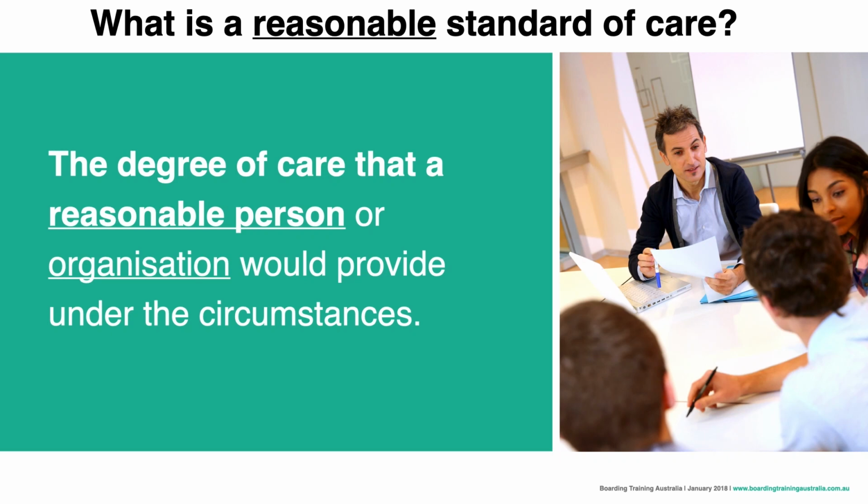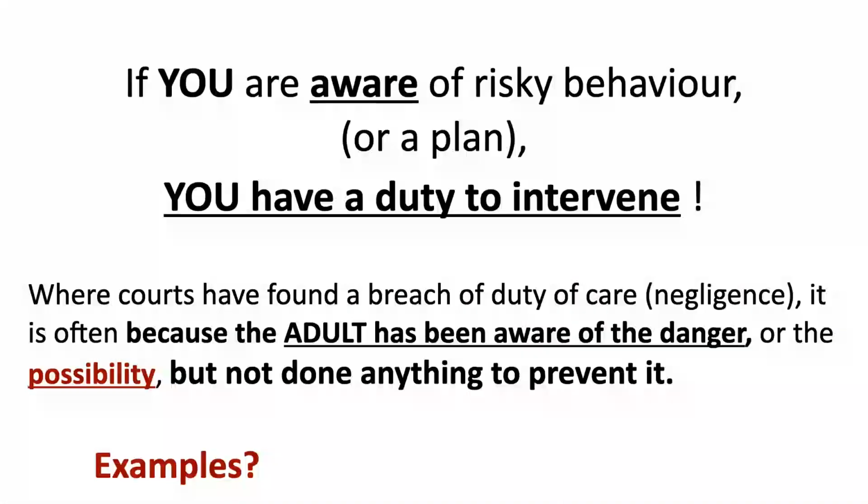Also, what is our expected standard of care in our organisation? What do our policies and procedures expect of us? They would state a reasonable standard of care in certain situations. So that means if you're aware of the possibility of any risky behaviour, or children even planning something that's risky, then we have a duty to intervene. As part of our duty of care, we do need to intervene and endeavour to prevent that risky behaviour.